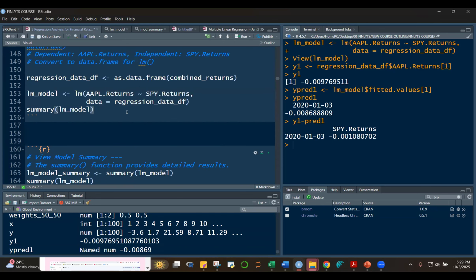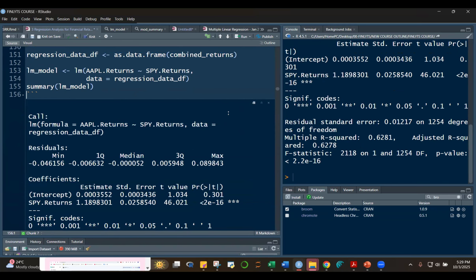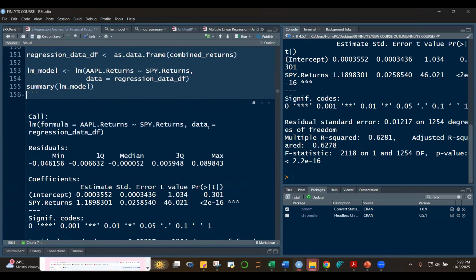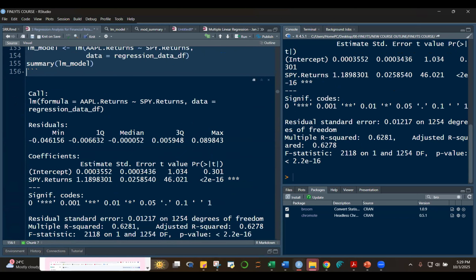Okay. Now let's take a look at this summary of the LM model. I'm going to run this. So take a look at this, class. What's this? So first, it tells us what function we used. We use the LM function. What's the formula? Apple returns associated with SPY returns. And the data that we use is regression underscore data DF.